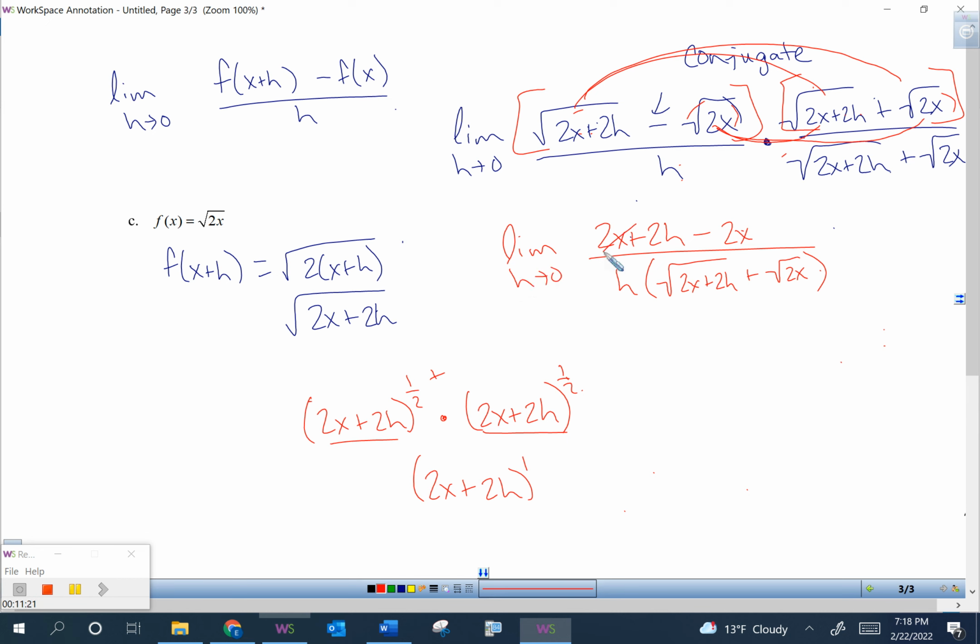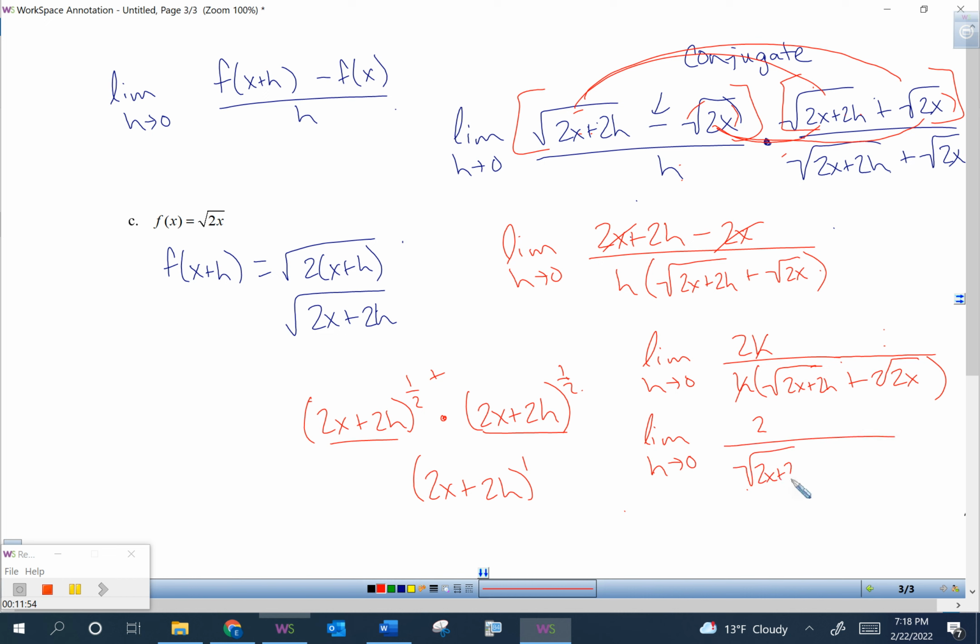Okay, so here the x's go away like we wanted them to. We've got the limit as h goes towards 0 of 2h on the top, h times that big mess one more time here. And then those h's can go away for us to finish this out. So we've got 2 on the top. On the bottom, we've got the square root of 2x plus 2h plus the square root of 2x, and we can directly sub in that 0 now.